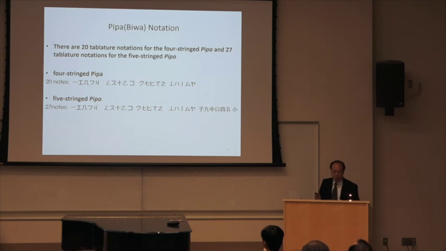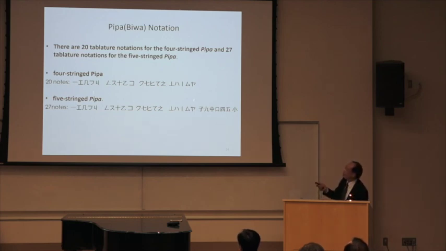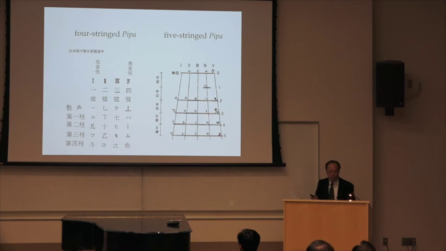There are 20 pipa tablature notations for the 4-string pipa and 27 tablature notations for the 5-string pipa. But the 20 are the same, and the 7 pipa notation notes are quite different.